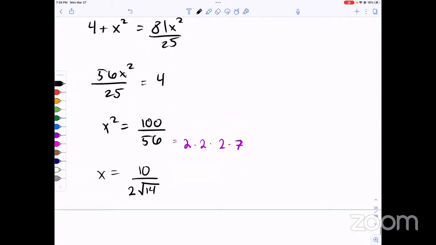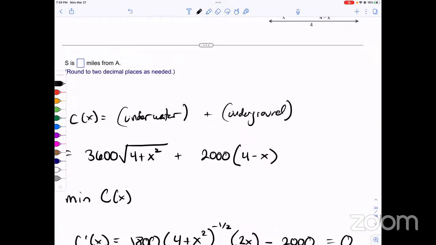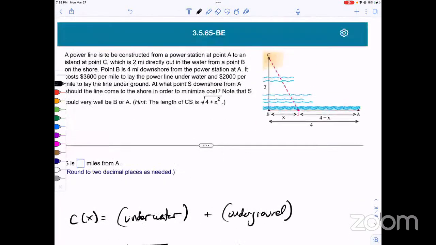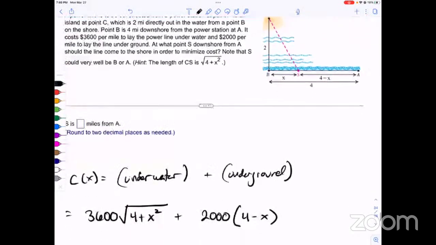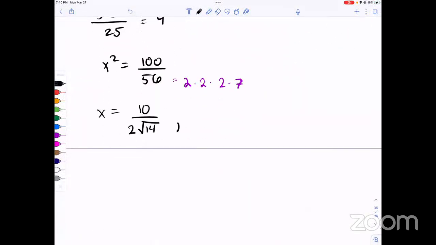So let's go back and answer the question. So we're trying to solve for S. At what point S from A should the shoreline be, in order to minimize the cost? Okay. So then 4 minus x. So then S is going to be 4 minus that answer. Actually, you can write it as 5 over the square root of 14.